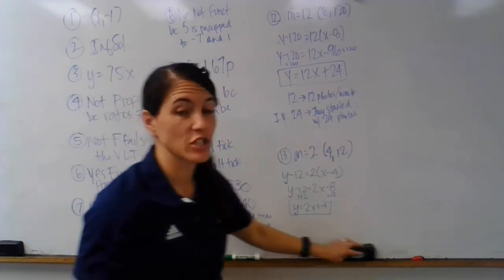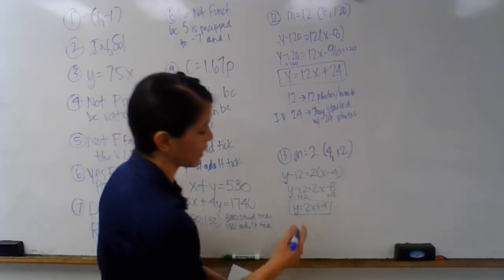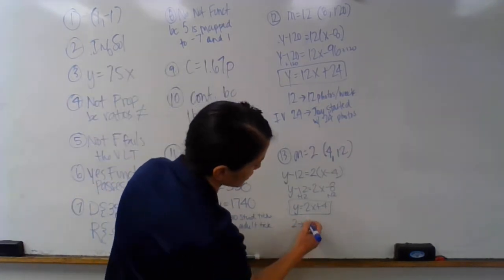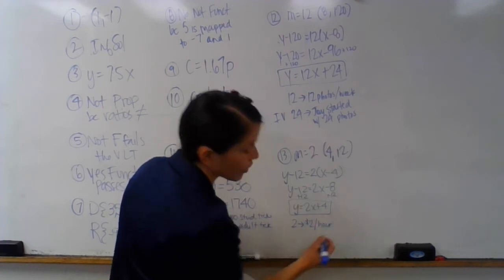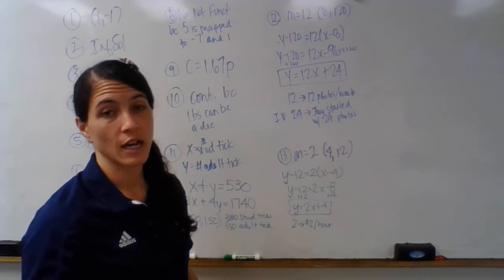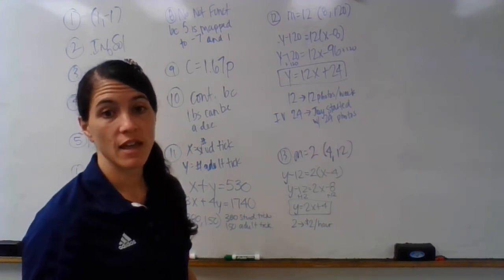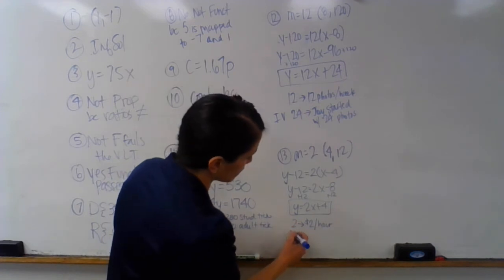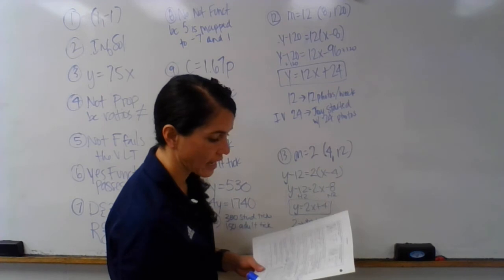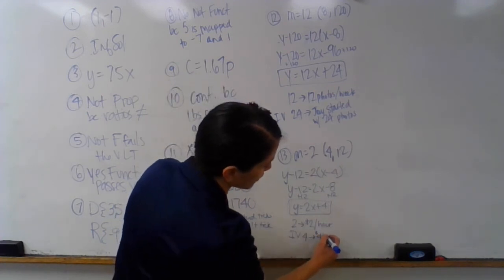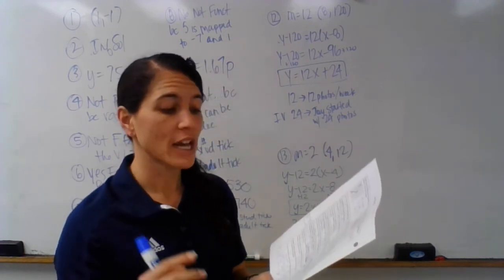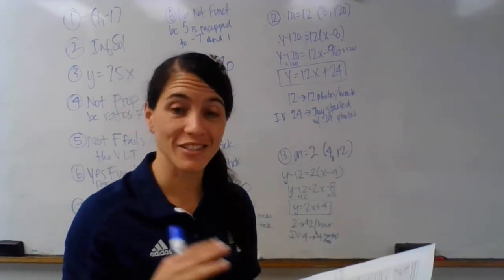Then I need to interpret the slope and the initial value. So 2 is the slope, and that means it's $2 per hour for the audio tour. Then the initial value is 4, and what that means, it's a $4 rental fee. Because it said it in the problem, the museum charges a rental fee plus $2 per hour.